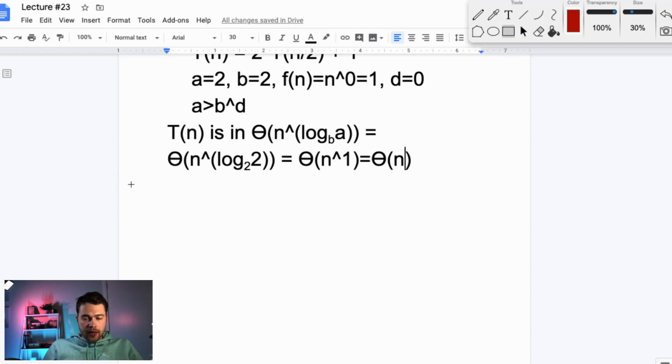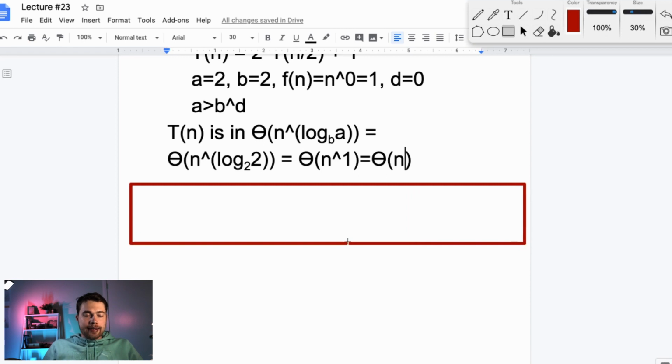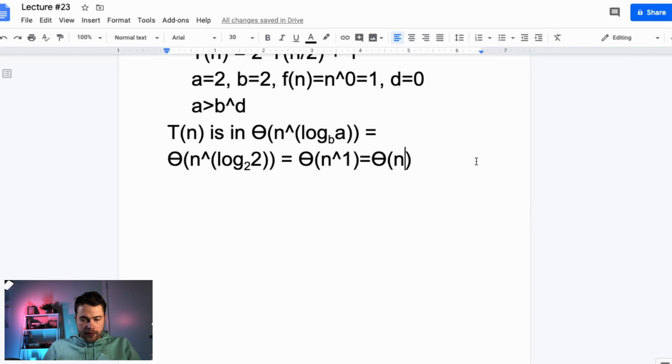So let's say you have an array like this, and the idea behind quick sort, let's say it's called quick sort.